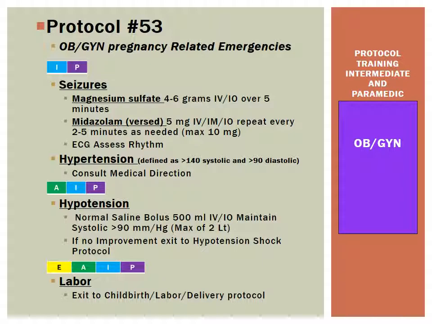Now, if our patient is not seizing but is hypertensive, preeclampsia is defined as a systolic blood pressure greater than 140 and a diastolic blood pressure greater than 90. We need to consult medical direction before administering mag sulfate.